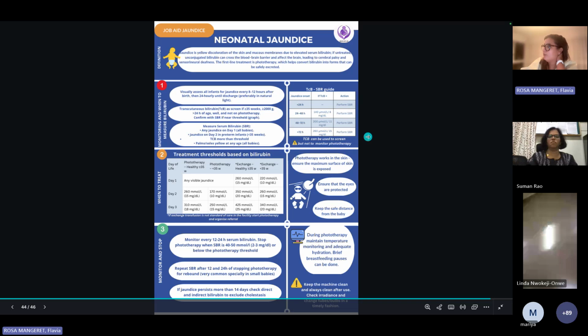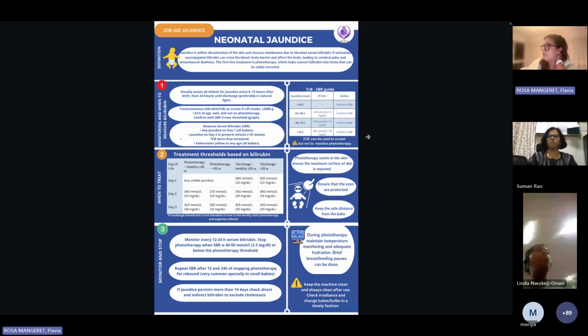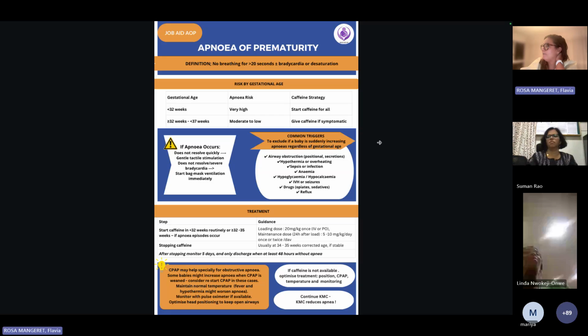So this is very important for the staff, especially for IPC matters. And apnea. Apnea is also something that is very common in preterm babies. We don't have caffeine everywhere, but whenever we have it, it can be used. So the definition: non-breathing for more than 20 seconds, plus or minus bradycardia or desaturation.